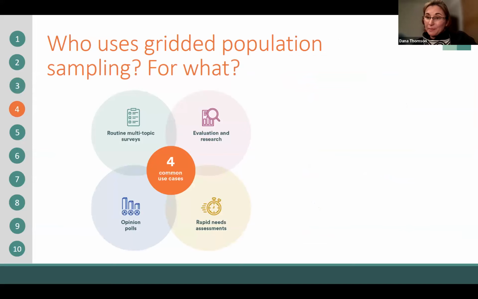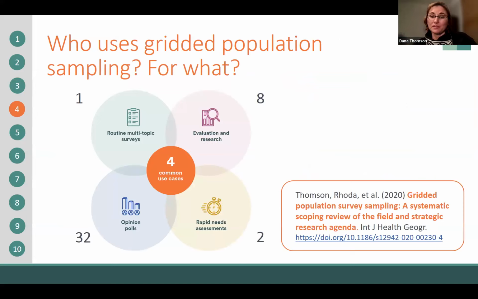So who's been doing gridded population sampling? A couple years ago, in late 2019, Dale and I did a review of the scientific literature, the gray literature, and the network of people that we know doing gridded population surveys, and just did a simple count of who's doing gridded population surveys in lower and middle income countries. And feel free to check out the paper that came out in early 2020. At that time, we found that most surveys using this technique were opinion polls, which is why we're here at WAPOR and other opinion poll community events.